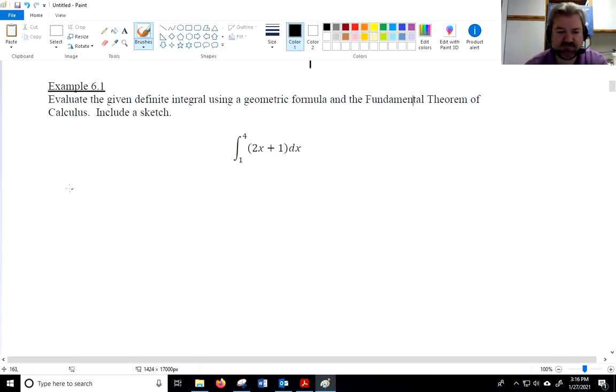All right, so from an earlier lesson, we should know how to do this. So let's go ahead and sketch it. 2x plus 1 is a line going through 1 on the y-axis. When x equals 1, it would be 3. 2, 3, 4. When x is 4, it'll be 9. So something up here. So we have a line.